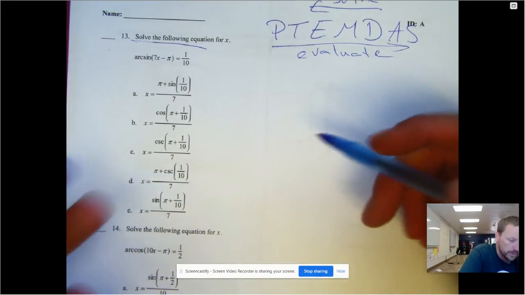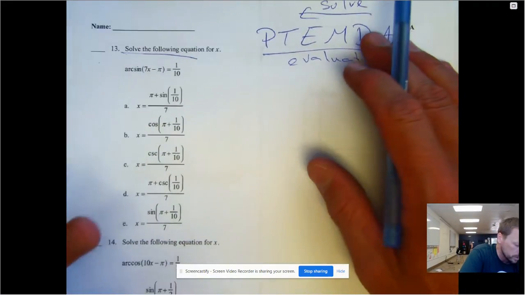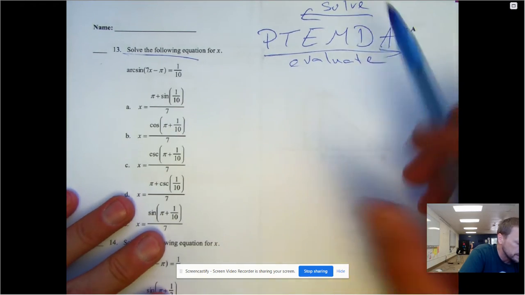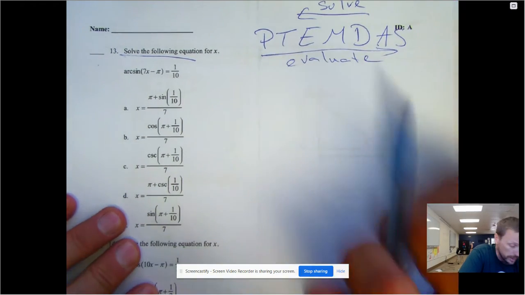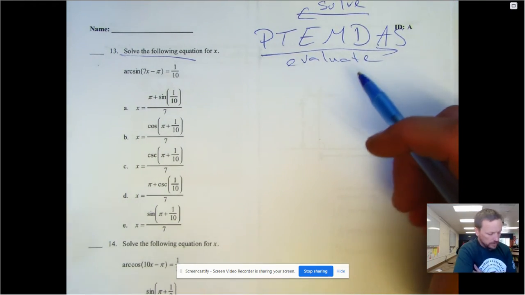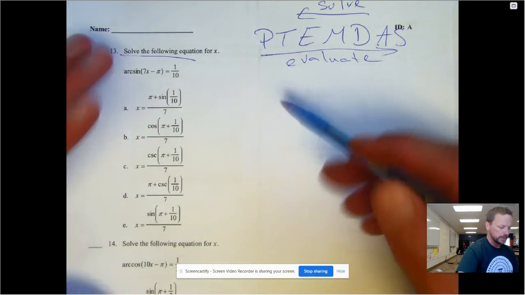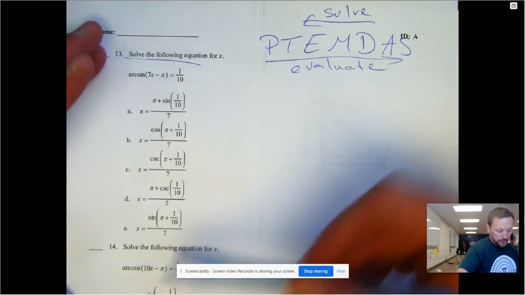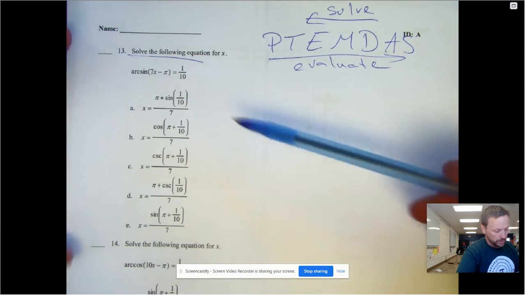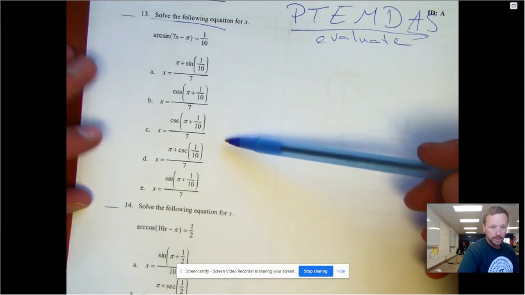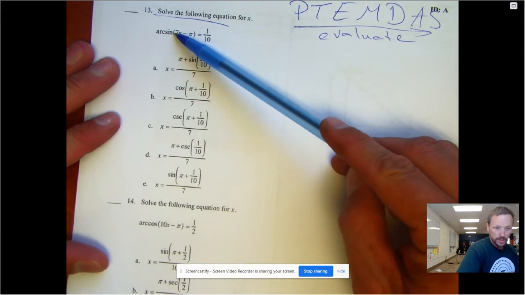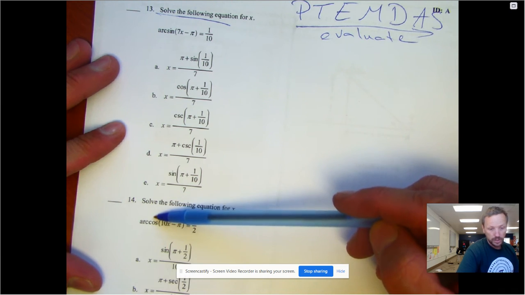All right, so we're going to take a look at this. Some of these problems were addressed back in the inverse trig functions category, and somebody reached out to me and said, hey, can you help us out with some of these problems? Well, 13 through 16 were the issues. 13 and 14 are very similar. The only difference is this one is an arc sine function, this was an arc cosine function.